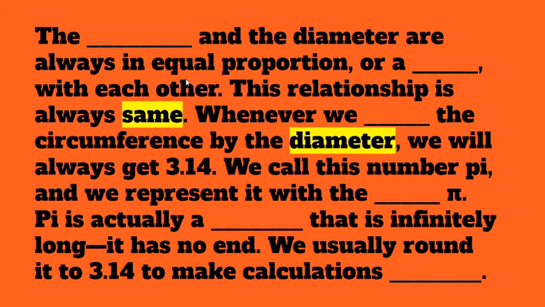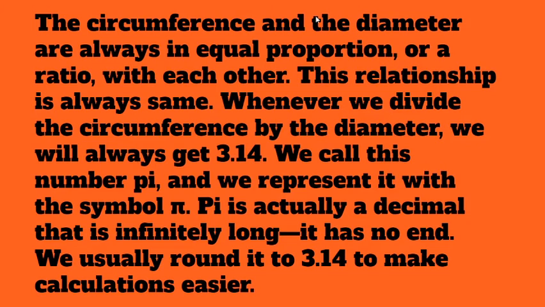So I just want to call your attention to these words, same and same. The relationship is the same between the diameter and the circumference, okay? And we have to understand that the circumference and the diameter are always in equal proportion, or they're a ratio, right? They're a relationship with one another. This relationship is the same. Whether we divide the circumference by the diameter, we will always get 3.14.